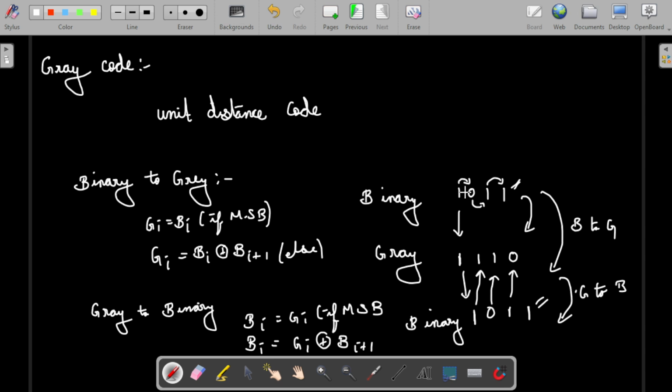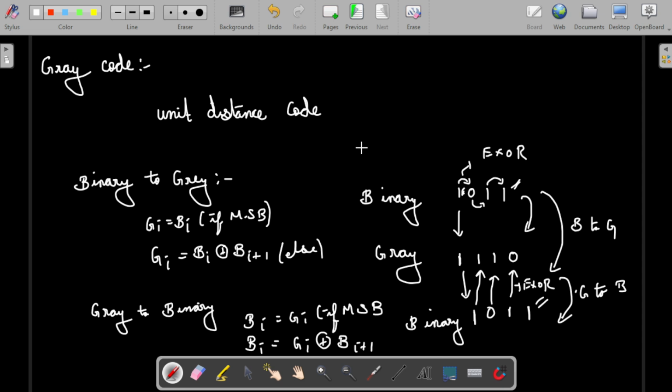So here we do XOR. Let me write it here. Both will do only the XOR operation, so we need to know from where to do XOR. When converting to gray, the bits in the binary itself will be XORed. But when converting back to binary from gray, the binary bit is XORed with the next gray code bit. So that is what we have mentioned here. Okay, I hope this is understood, guys.